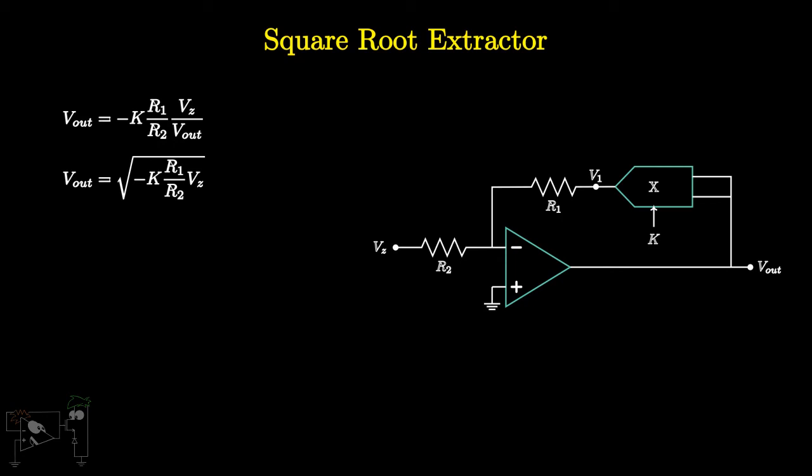To generate the nth root of an analog signal, we can replace the squarer in the feedback path by the nth power generator.